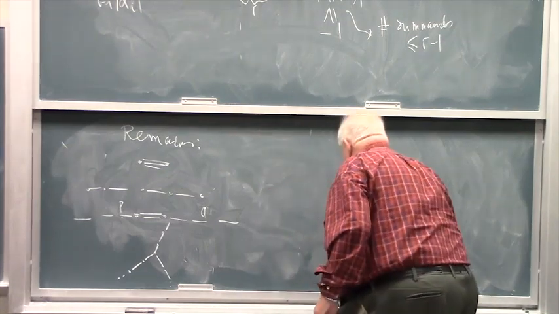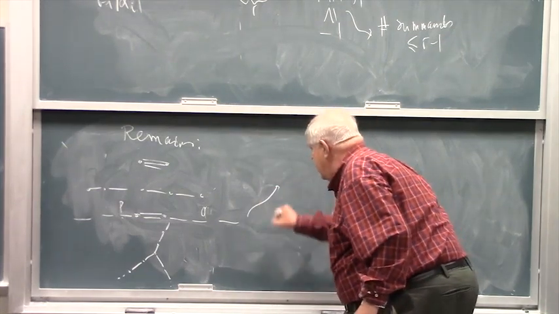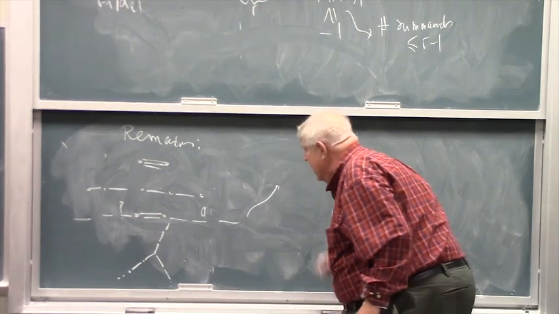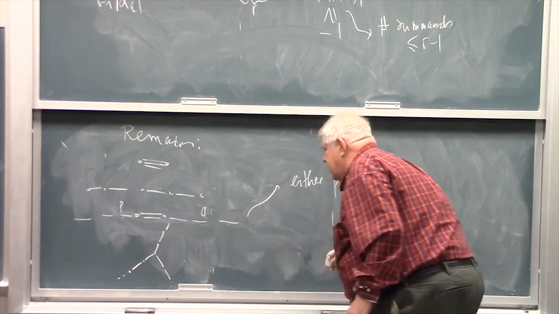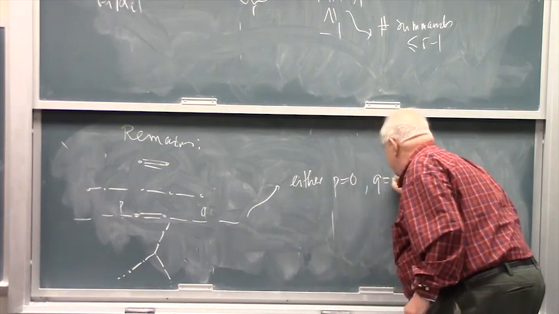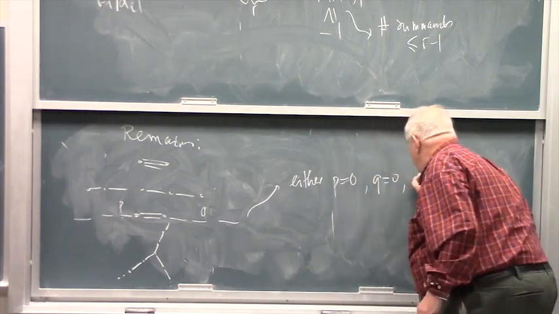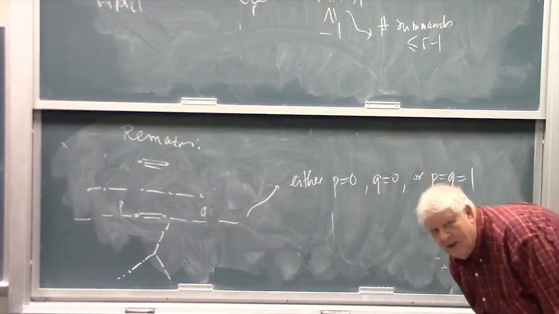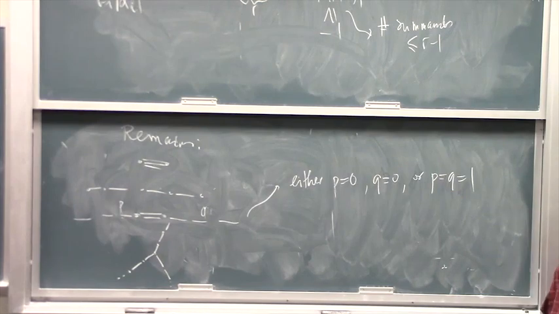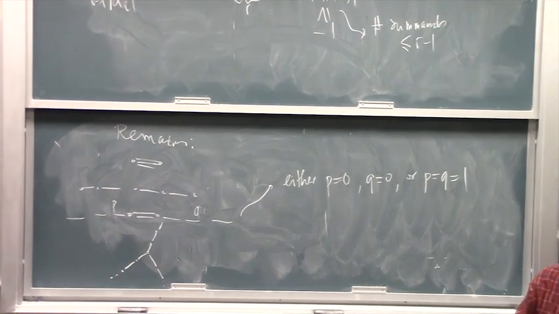I want to prove that either P is 0 or Q is 0, well, this equation is symmetric, or they're both equal to 1. No other possibilities. Any other possibility can be brought to a contradiction by simple geometric argumentation.